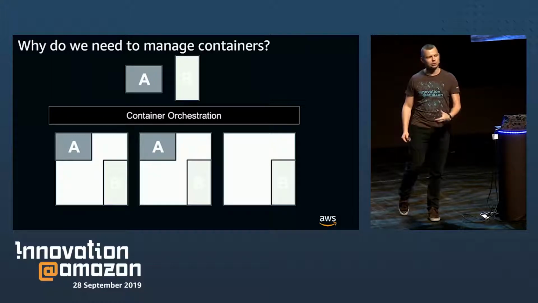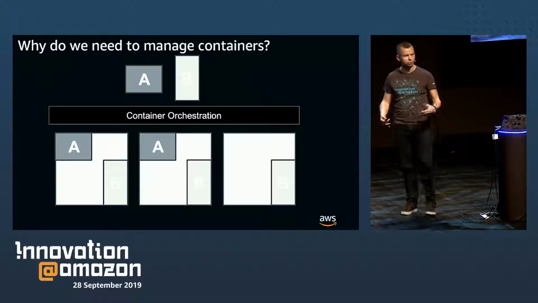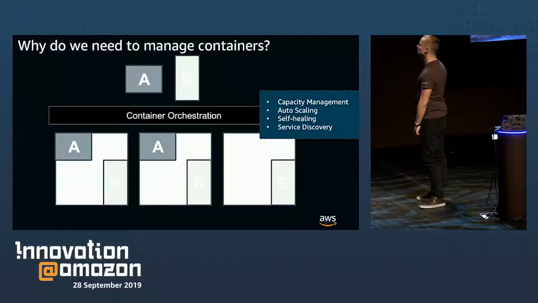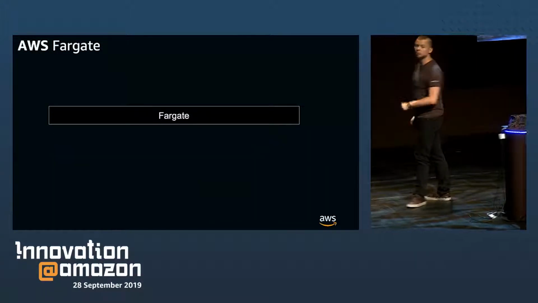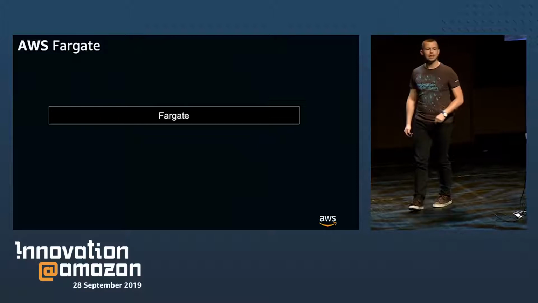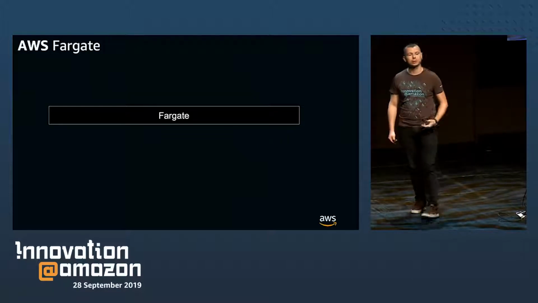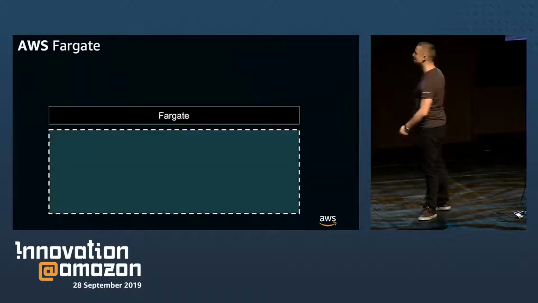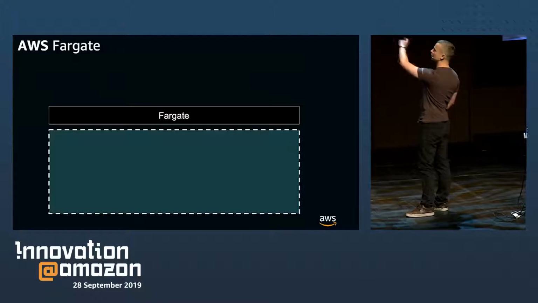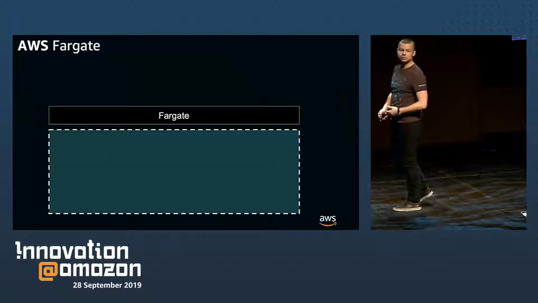So I can't use servers, and I don't like to play with servers, to be honest. So that's why we are going to use Fargate. Fargate is a serverless way of running Docker containers. So in this case, again, we have this orchestration engine, but we don't need to have servers.